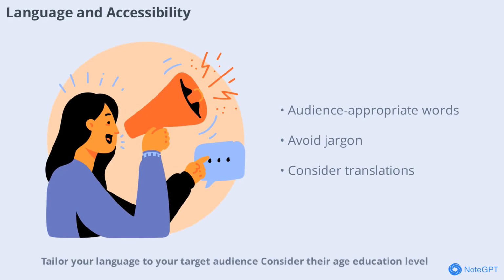Tailor your language to your target audience. Consider their age, education level, and familiarity with the topic. Avoid jargon or overly technical terms unless your respondents are experts. If your audience includes non-native speakers, consider translating the questionnaire. Inclusive, accessible language ensures everyone can understand and respond accurately, making your data more reliable.